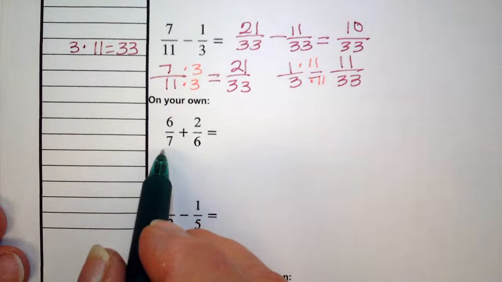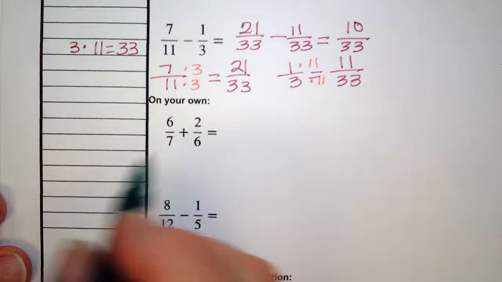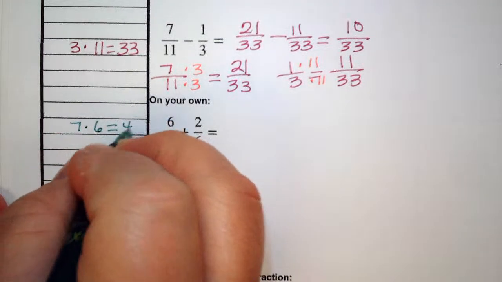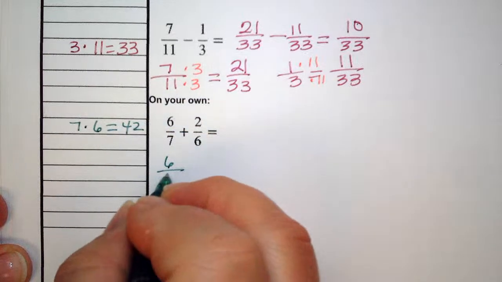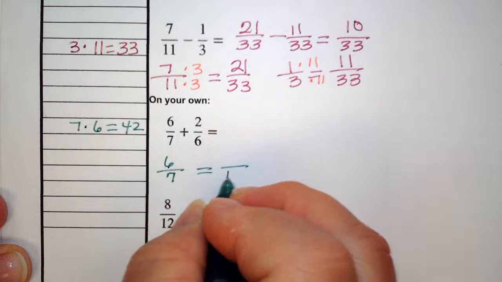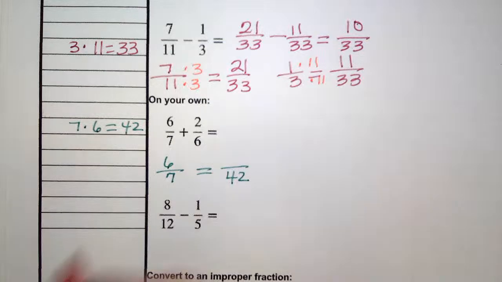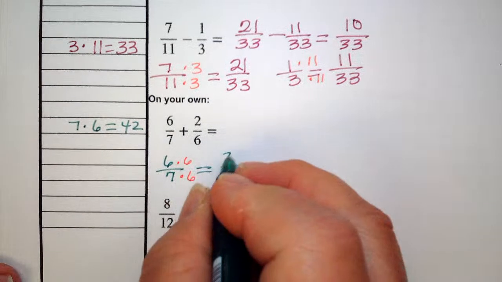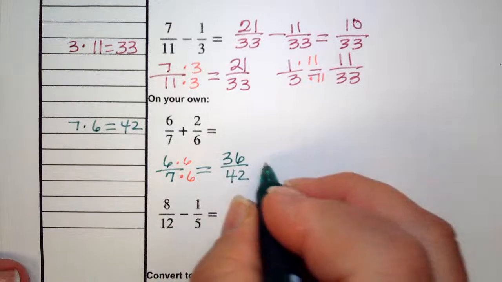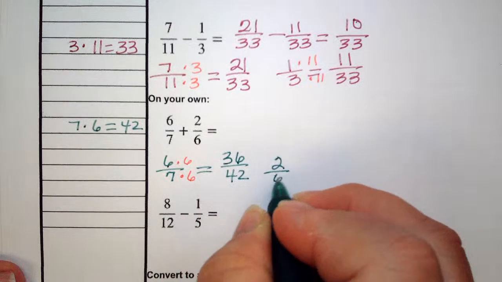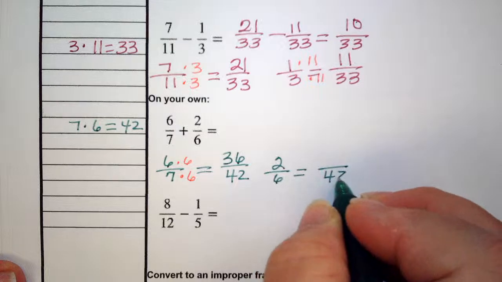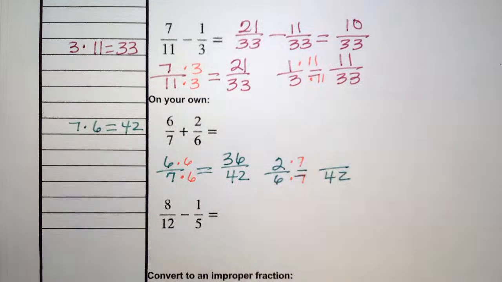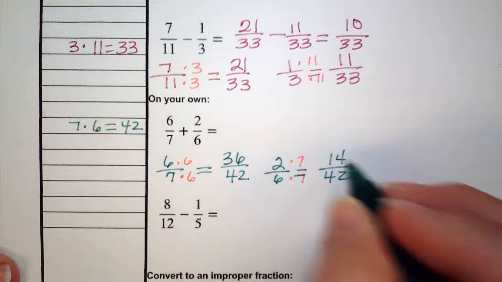Okay, if you're looking at this, 7's prime, 6 is not, but your least common multiple will be 7 times 6, which is 42. So 6 over 7 is equal to what over 42? I'm multiplying by 6. 6 times 6 is 36. 2 over 6 is equal to what over 42? This time I'm multiplying by 7. 2 times 7 is 14.